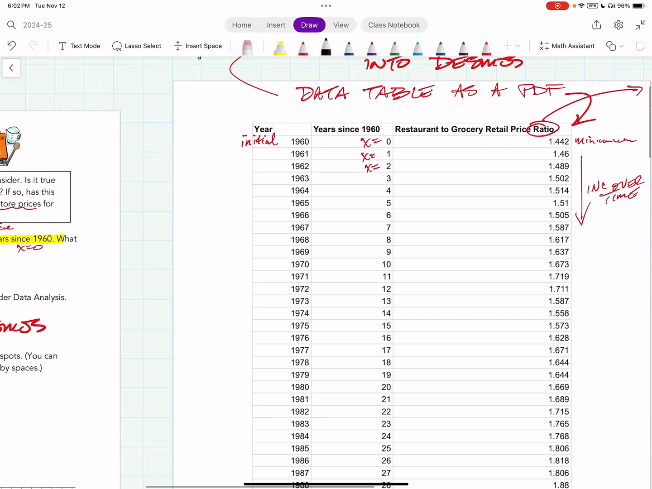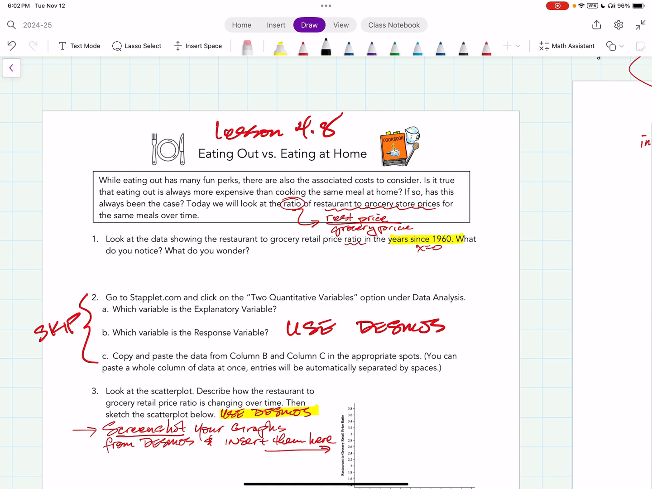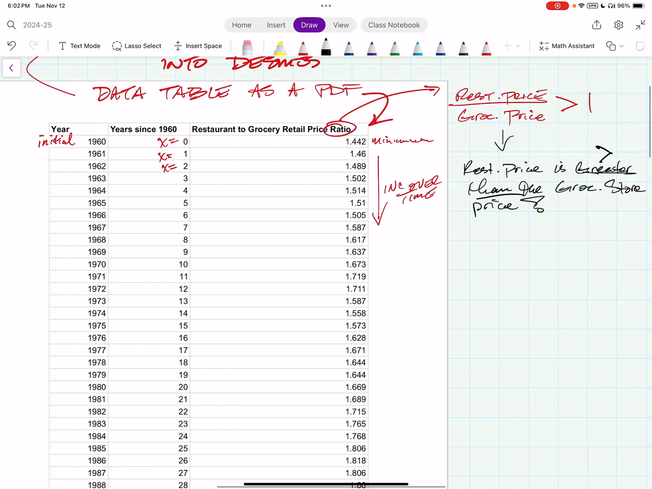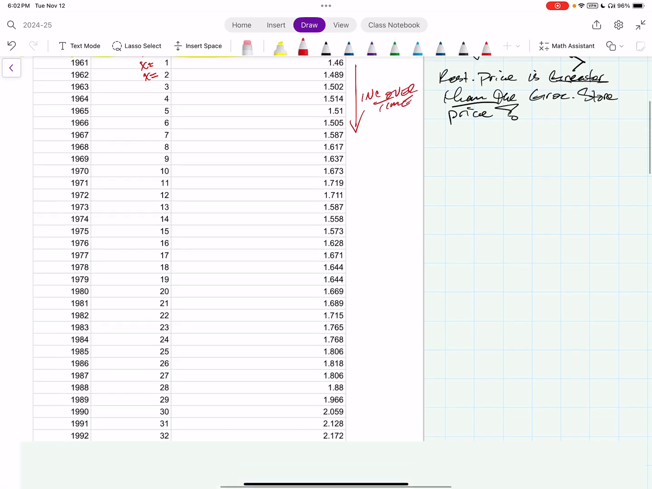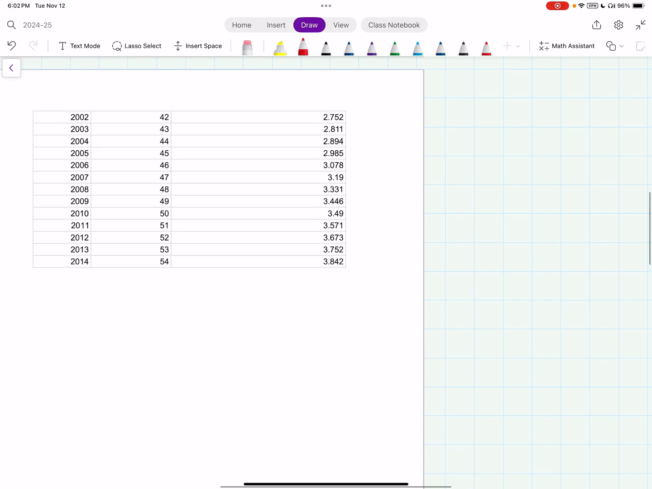It says, what do you notice? What do you wonder? It says, read the directions. Well, what else do I notice? Well, let's see here. At 1960, which is the initial year right here, the restaurant to grocery store price ratio is 1.4 basically, or 1.44. Now, if you go all the way down in the data table and look at 54 years later, so this is x equals 54, at 2014, look at the restaurant to grocery store ratio at 3.842.